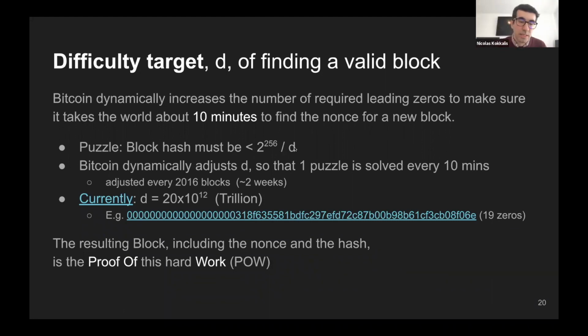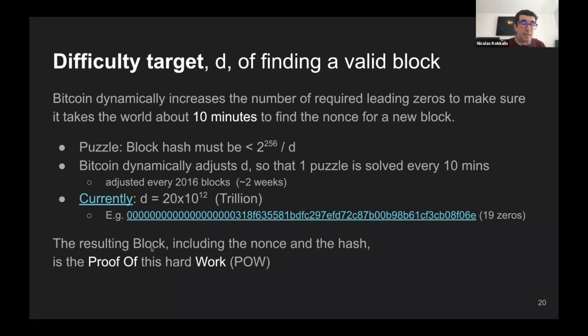Is there a question here about what difficulty means? It essentially tells you how many zeros are required, and that's why it is defined relative to 2 to the power of 256, because there are 256 bits in a hash. So 2 to the power of 256 is the maximum hash you can have. And if you divide that by the difficulty, then you basically keep adding zeros in the beginning. And for reference, today the difficulty is roughly 20 times 10 to the power of 12, which means it's the number 20 trillion.